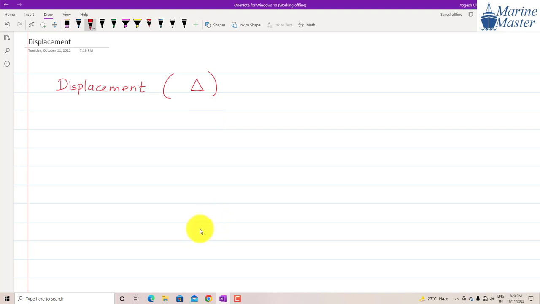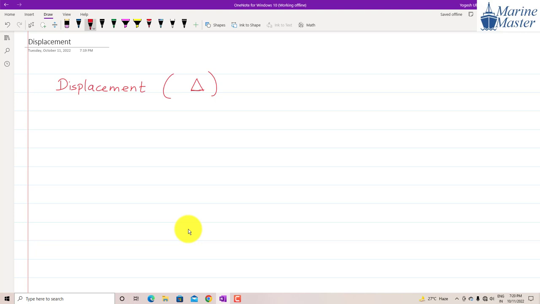See, in mechanics displacement has a different meaning, guys. Listen to my words carefully. Those who studied mechanics know that displacement is the shortest distance between two points. That is what displacement means in terms of mechanics. But naval architecture has a different meaning of displacement, guys.